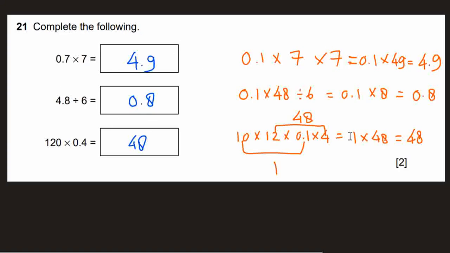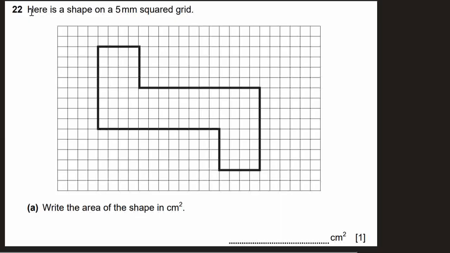Here's the answers, and this is the explanation. Question 22a. Here's a shape on a 5 mm square grid. Write the area of the shape in cm². One minute from now.